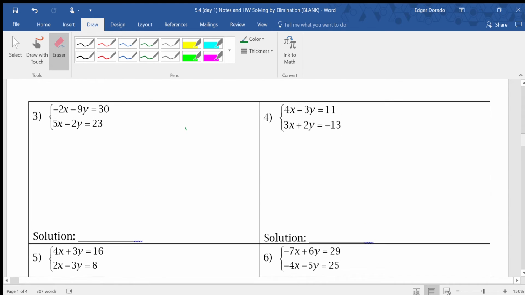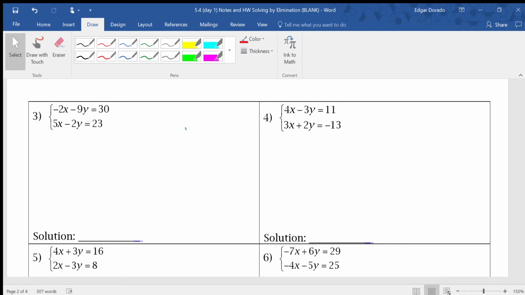Alrighty, so number 3. I'm going to look at my x's. I'm going to look at my y's. Let's look at the x's first, and hopefully my pen will start working the right way in a second. So negative 2x plus 5x. If I add those, nothing's going to happen. It's not going to eliminate any of my x's. I'm going to end up getting a 3x.